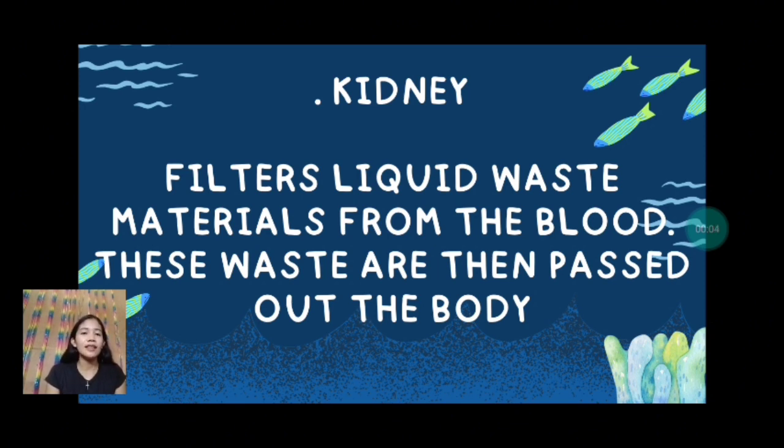Next, we have the kidney. The kidney filters liquid waste materials from the blood. These wastes are then passed out of the body. The kidney of fish serves as the excretory organ, filtering waste products from the blood and regulating the balance of water and ions in the fish body, helping to maintain internal homeostasis.